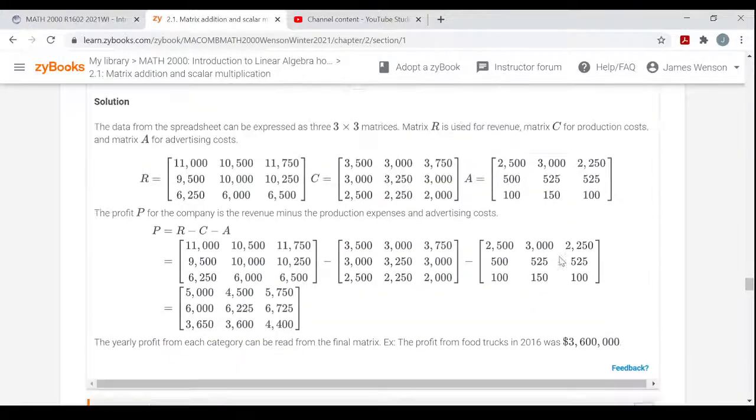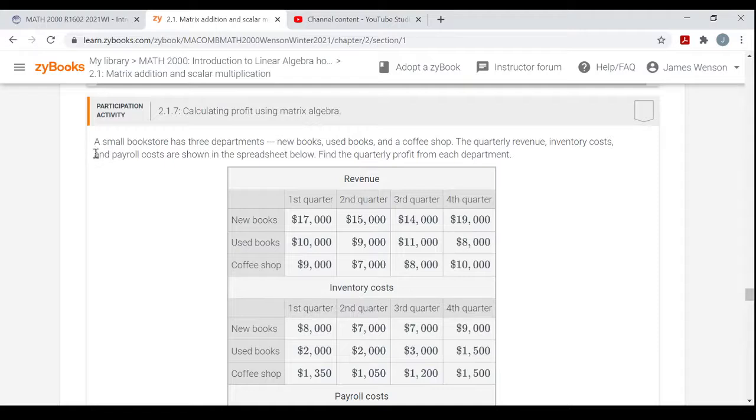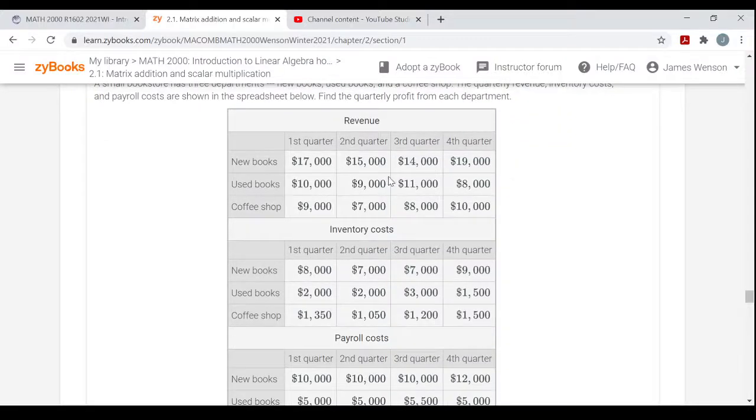So they give you an example here, and I'll just go through the participation activity with you. So here's some matrices. A small bookstore has 3 departments: new books, used books, and a coffee shop. The quarterly revenue, right? Again, revenue is money brought in, the money they made off sales or whatever. Inventory costs, so that's money they're spending, that's money going out, and payroll costs, right? So that's another cost, another amount of money going out, are shown in the spreadsheet below. Find the quarterly profit from each department.